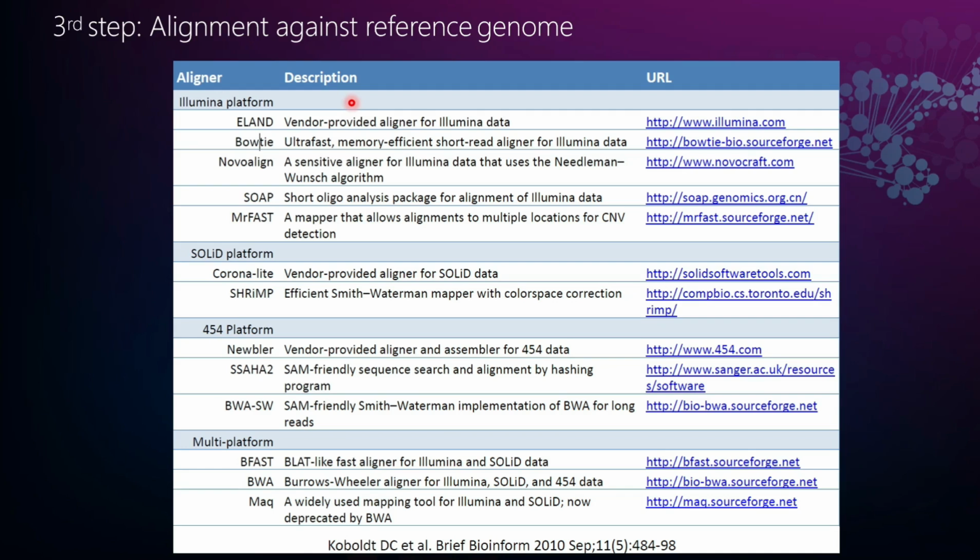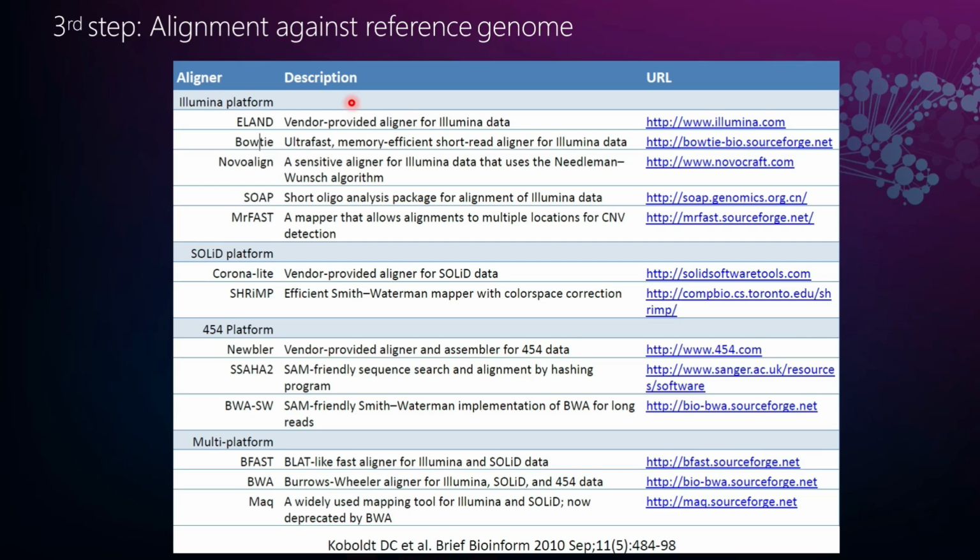For example, for the Illumina platform, there are a lot of tools that have been developed. By using Illumina platform NGS data, we need to align the reads with the reference genome using the list that you are seeing on your screen. ELAND is a tool, Bowtie is a tool, Novoalign is a tool, SOAP is a tool, and Mr. Fast is a tool that we can use for Illumina reads.